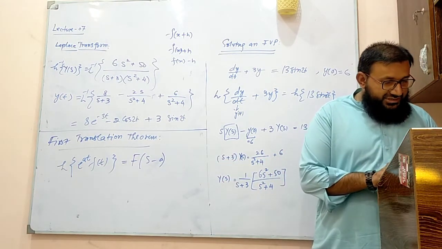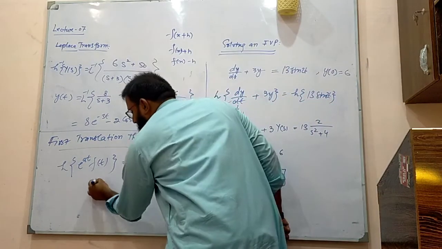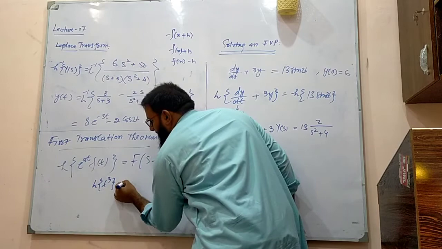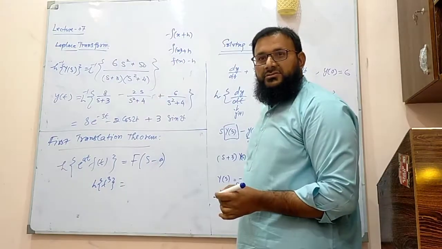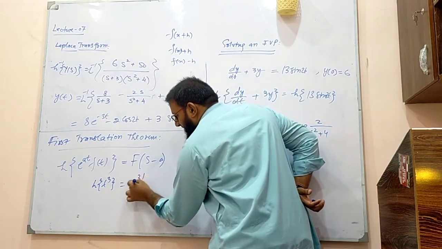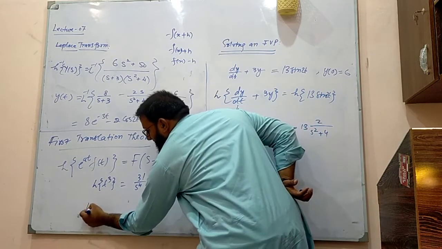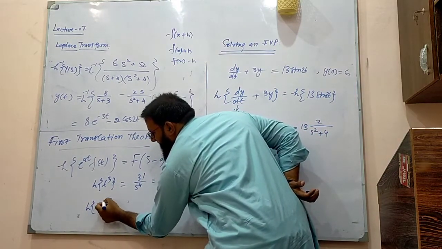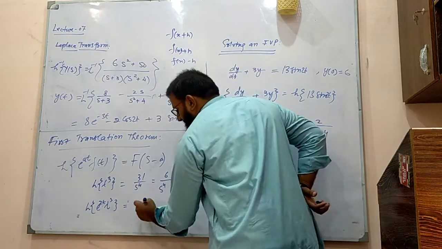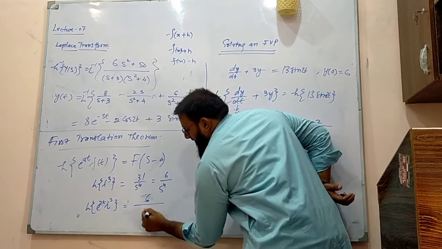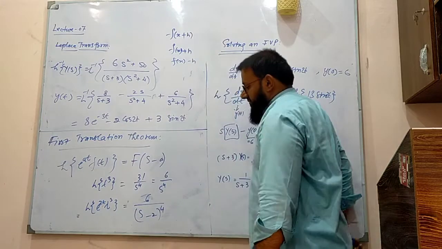So I think we are not going to do this. Or we can do this. Laplace transform of t power 3 is going to be what? 3 factorial over s power 4, which is 6 over s power 4. So what is the Laplace transform of t cube times e raised to, let's say, 2t? 6 upon s minus 2 whole power 4. Yes, sir, this is s minus 2 power 4.